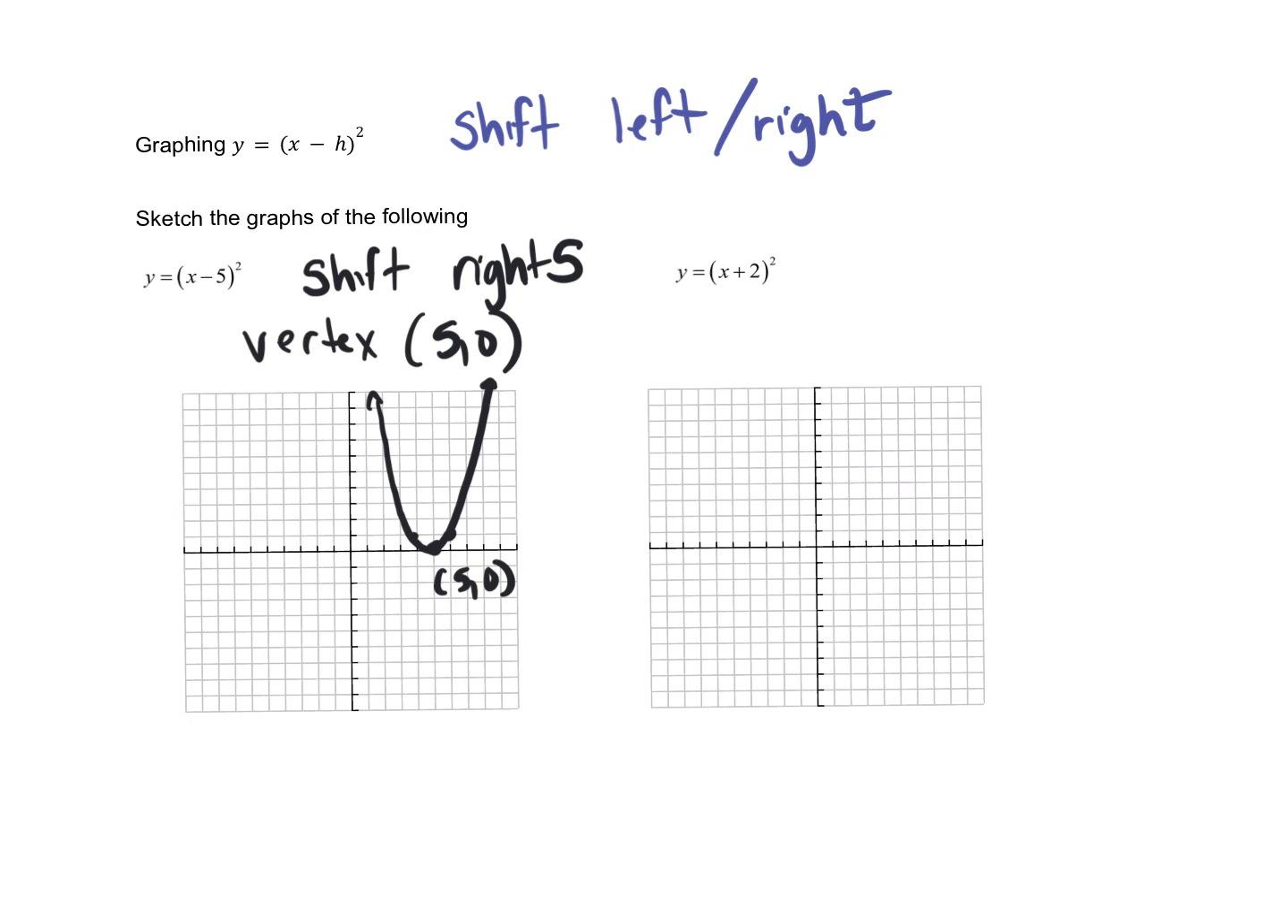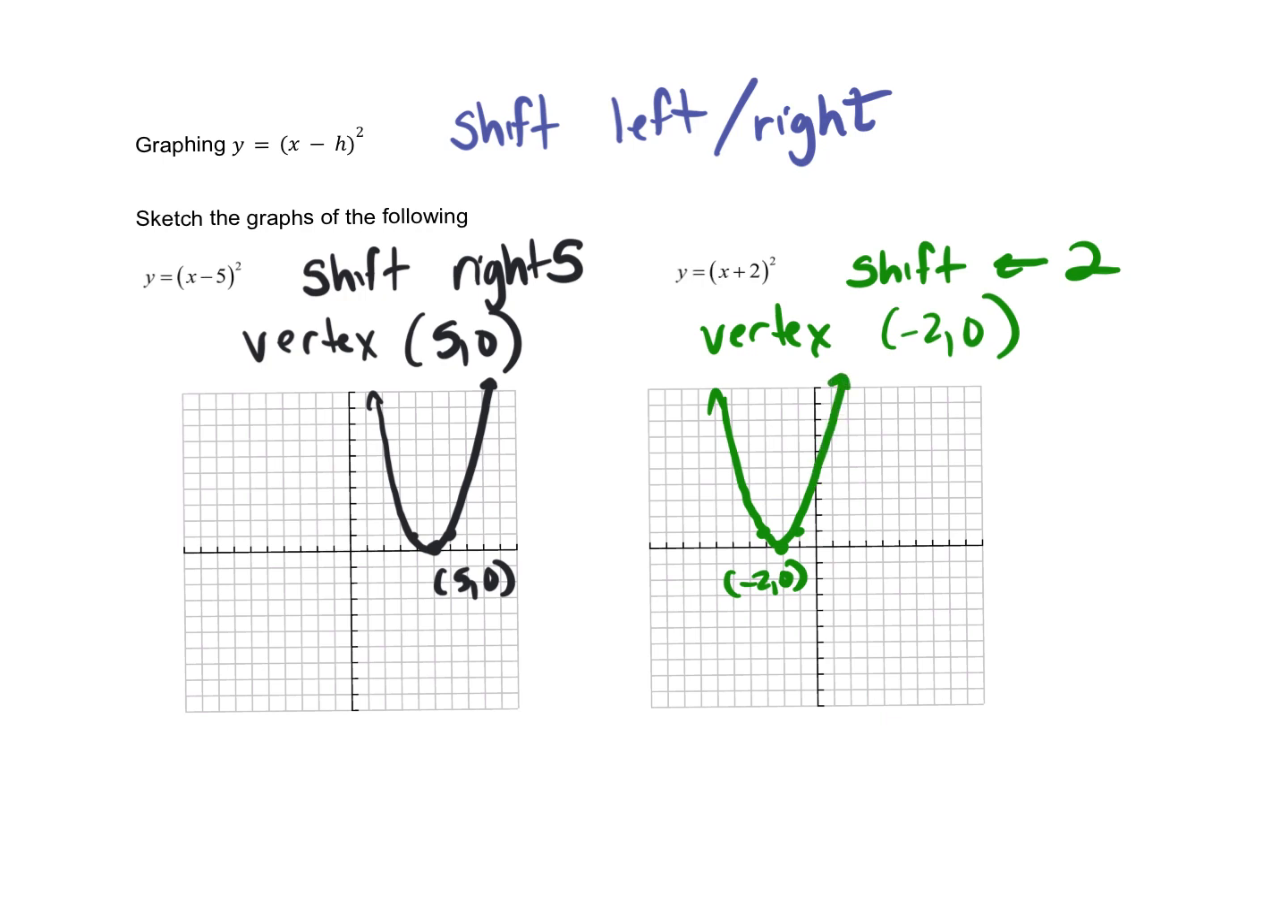And then finally, the next one, we have y equals x plus 2 squared. So that's going to shift it left by 2. So instead of being at 0, 0, we're going to go over here to negative 2, 0. So our new vertex is going to be negative 2, comma 0. And it's going to kind of follow that same pattern as we see here.